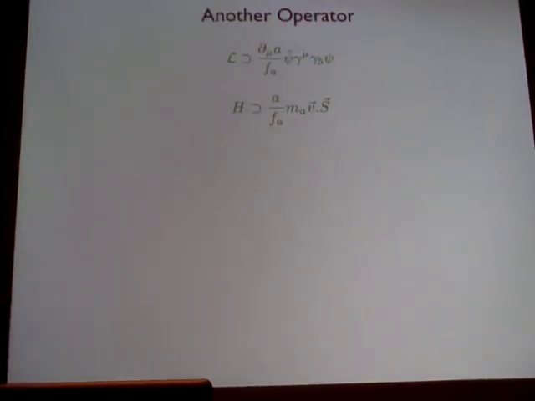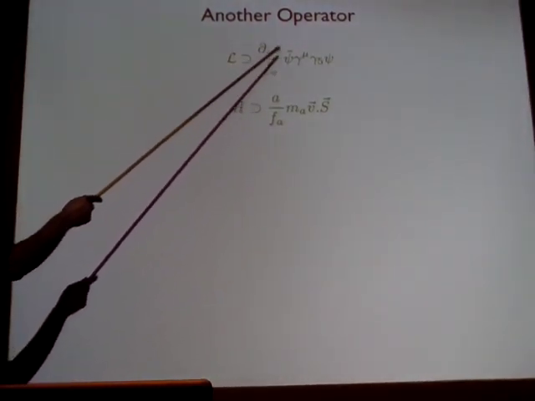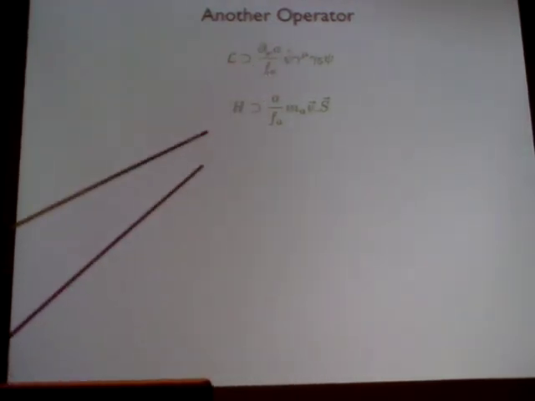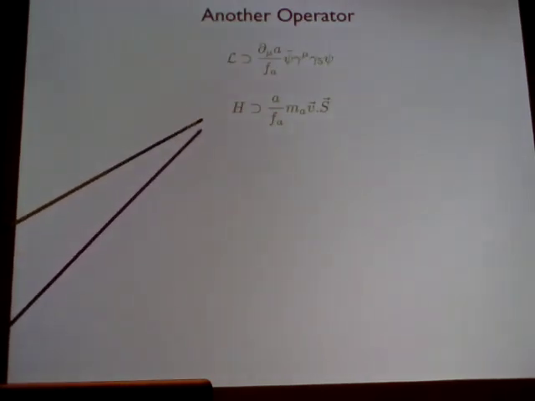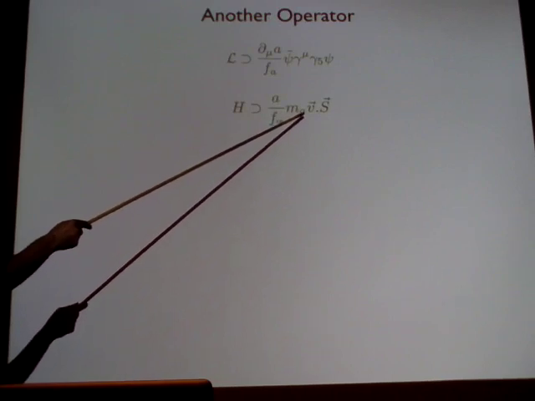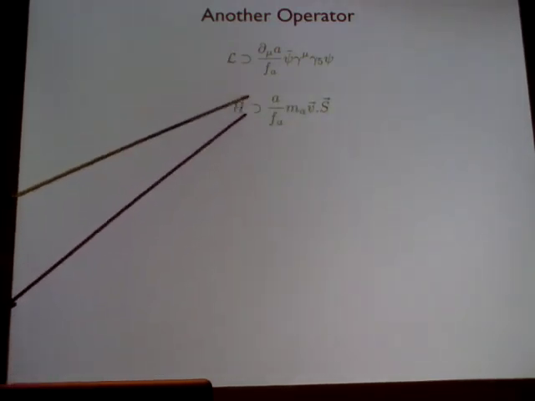I'll briefly mention another operator, which is also I think very interesting. Axions can also couple to nucleons through this operator, d mu a over fa, psi bar gamma mu gamma 5 psi. That's the axial nuclear moment roughly. And if you go to the non-relativistic limit, what that operator boils down to is this: a over f, m_a, the mass of the axion, times the velocity of the axion dotted with spin. This is just the non-relativistic version of this.